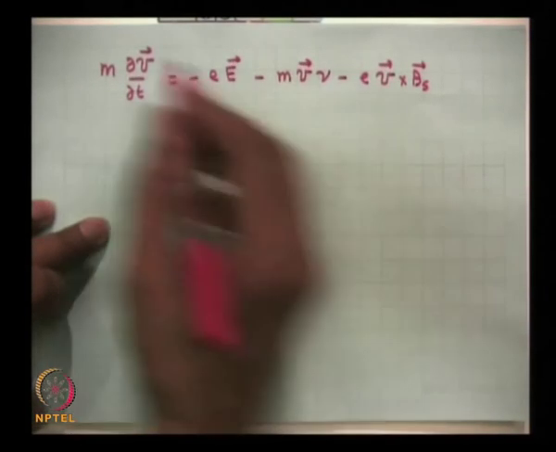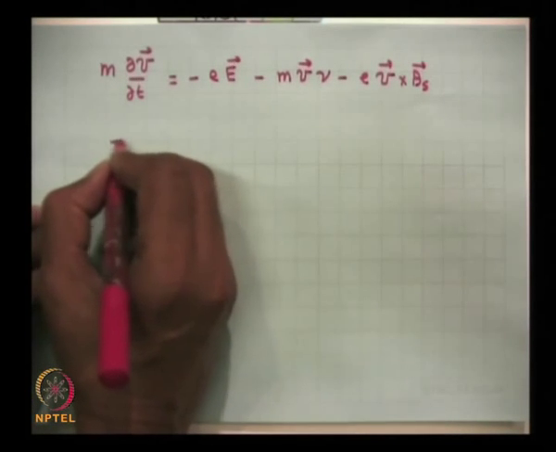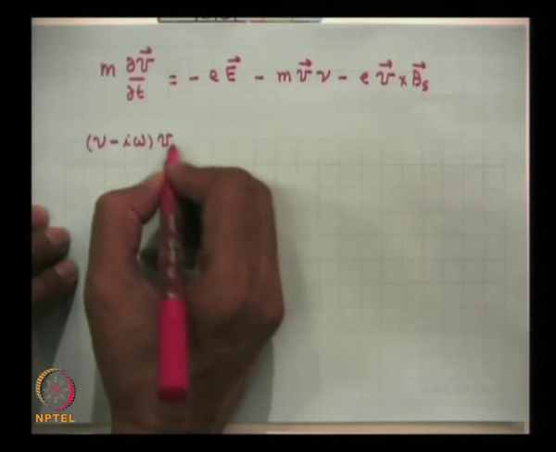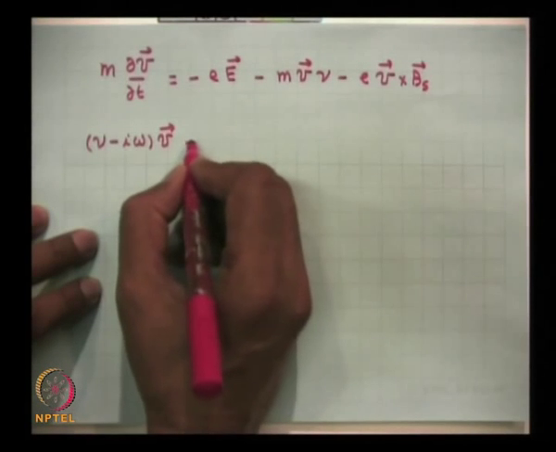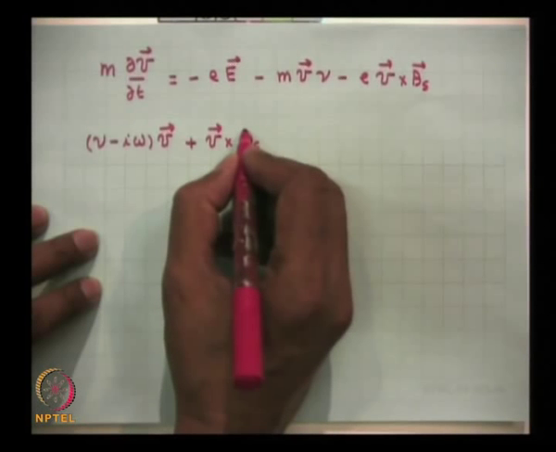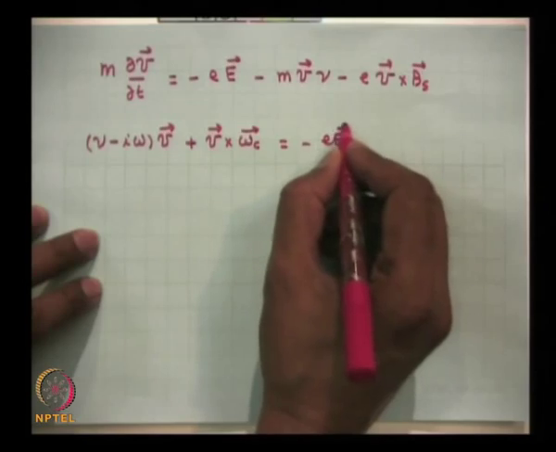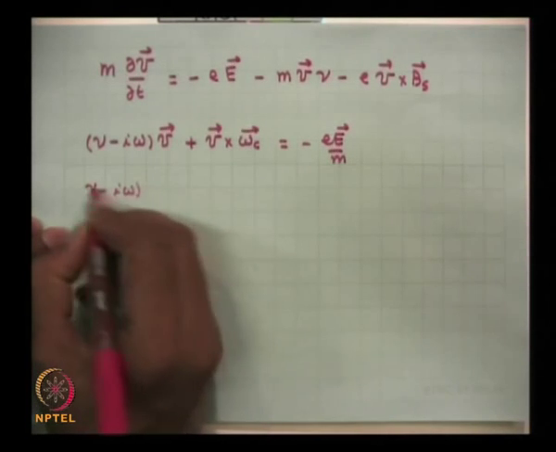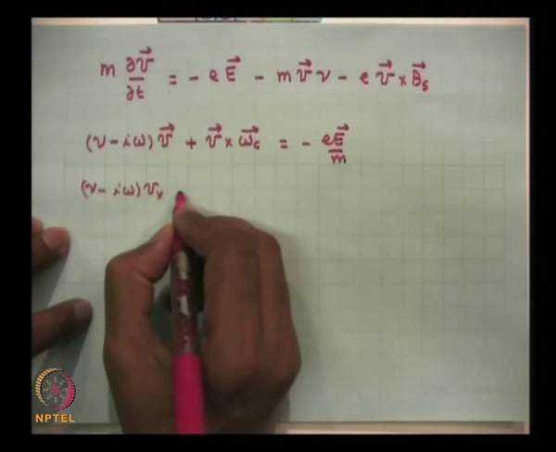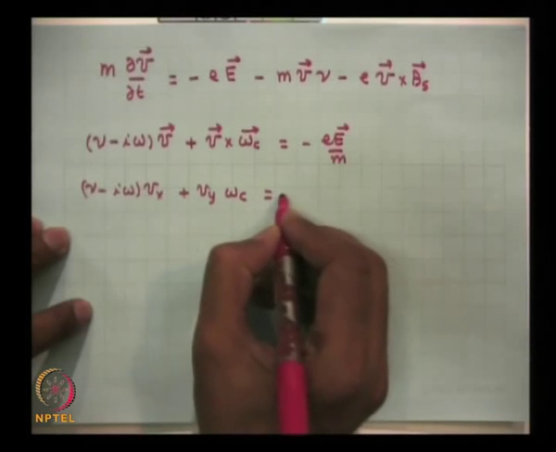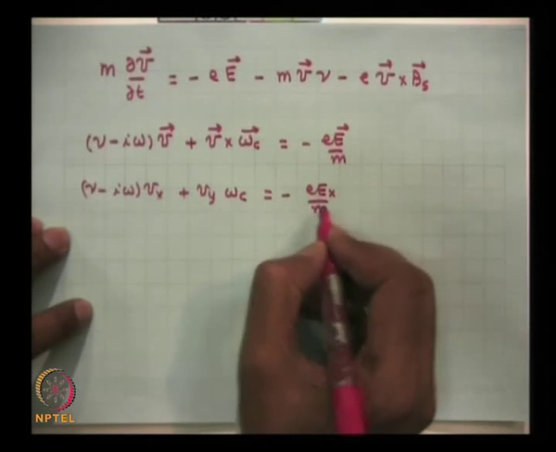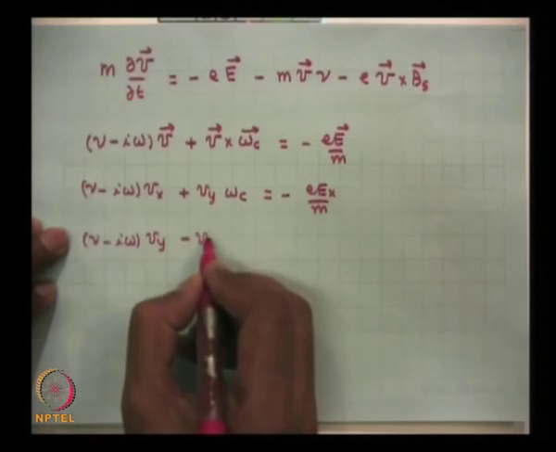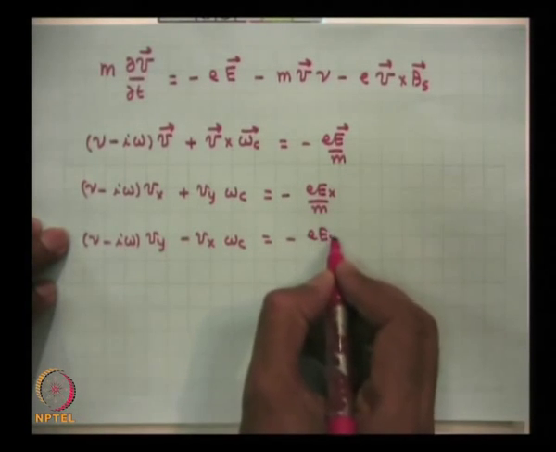Divide this equation by mass and replace delta by delta t by minus I omega, then this equation gives you minus I omega v. Nu can be taken from here to the left, so it becomes this into v. This term also can be brought back, it becomes plus v cross omega c is equal to minus e E upon m. If we write down the x component of this equation, it becomes nu minus I omega v x plus v y omega c is equal to minus e E x upon m, and write down the y component of this equation, it becomes nu minus I omega v y minus v x omega c is equal to minus e E y upon m.